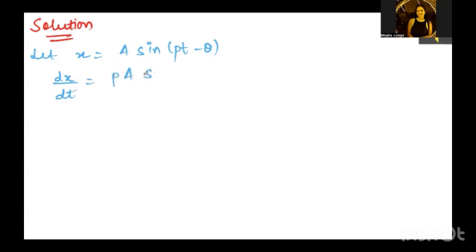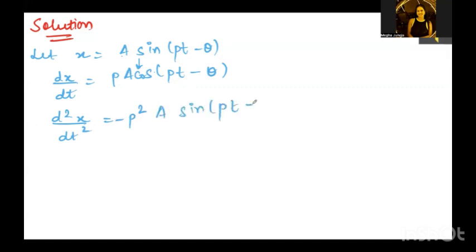The differentiation of sine is cos of pt minus theta. I am not writing each and every step, that is, differentiation of a sine pt minus theta, so that is self-understood. So in this step we have done the differentiation. Similarly, d square x over dt square: the differentiation of cos is negative of sine, so it will be p square negative of a sine pt minus theta.